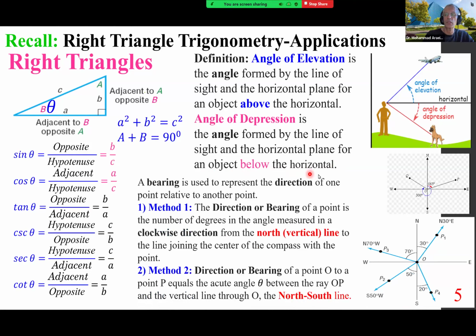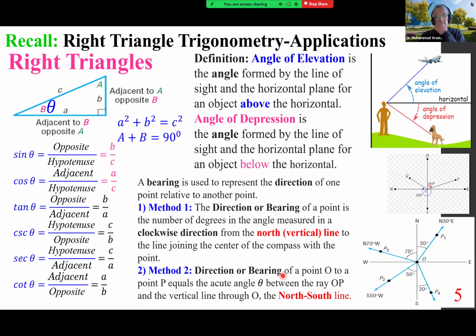Direction, we have two ways. Method one, just compare it to the north, going clockwise, that's all. Method one, the direction of bearing of a point is the number of degrees in the angle measured in the clockwise direction from north, the vertical line, to the line joining the center of the compass with the point.